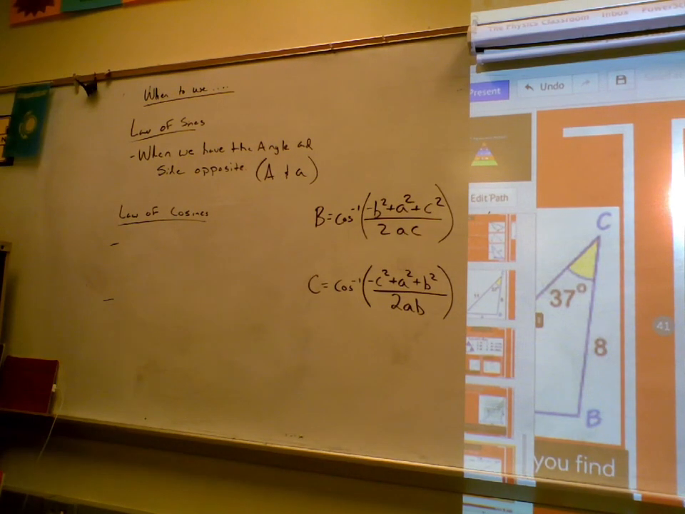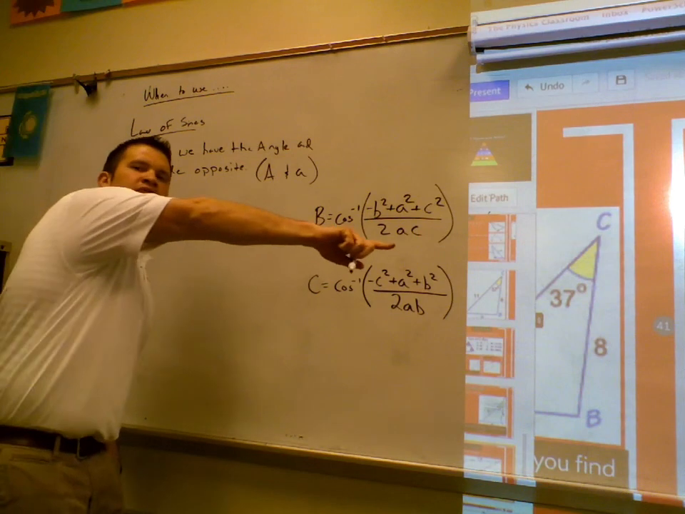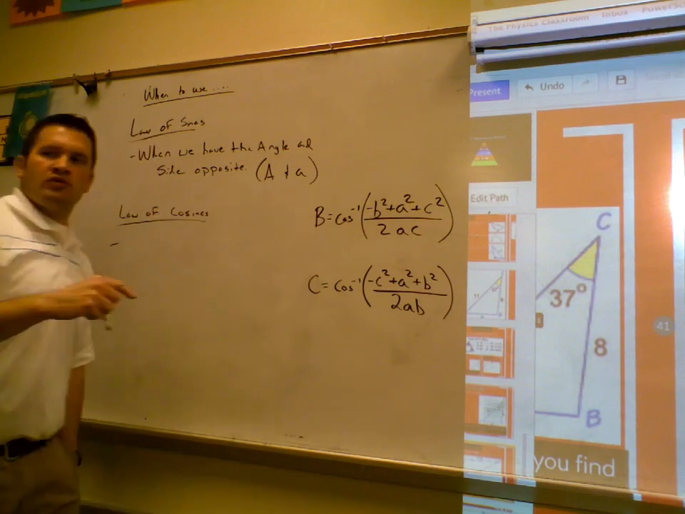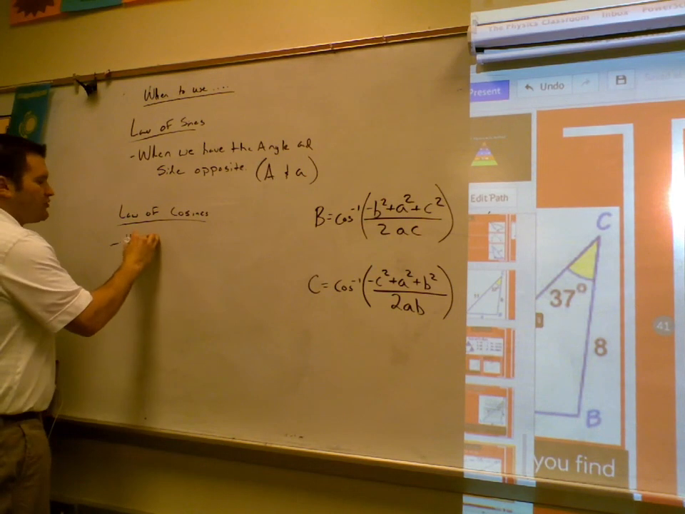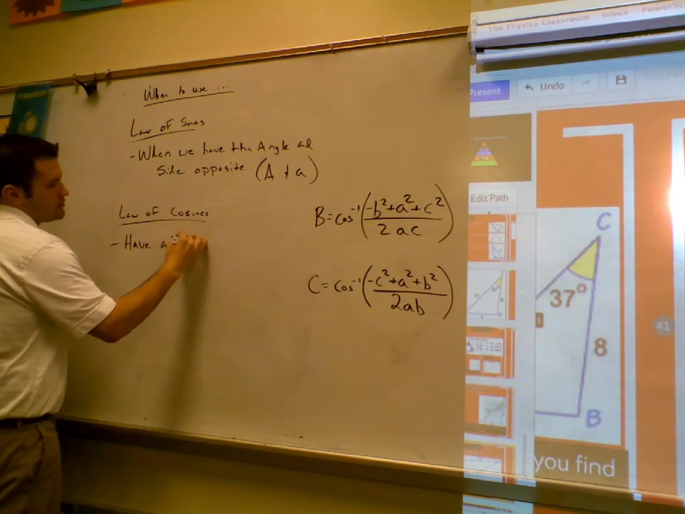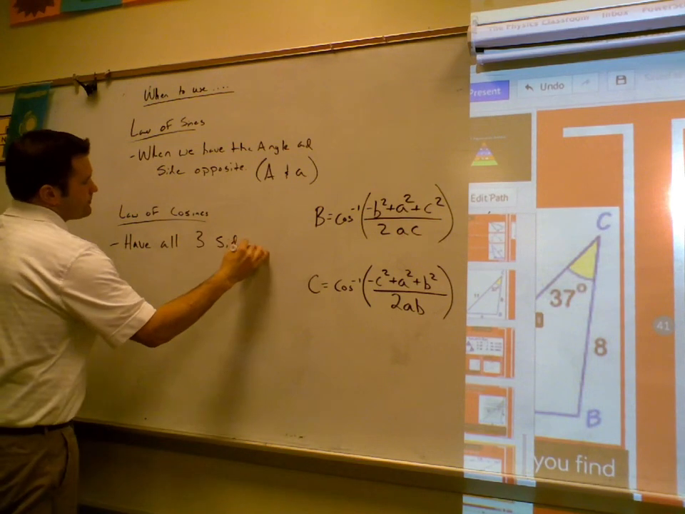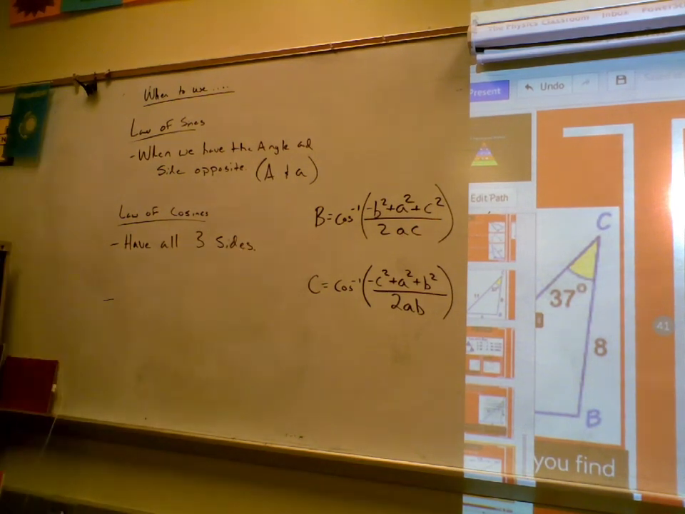Law of cosines. Well, what's this situation? What do we have? No angles. No angles, we have all three sides. So if we have all three sides, we use law of cosines. And what's the other situation where we use law of cosines? Not all three angles.